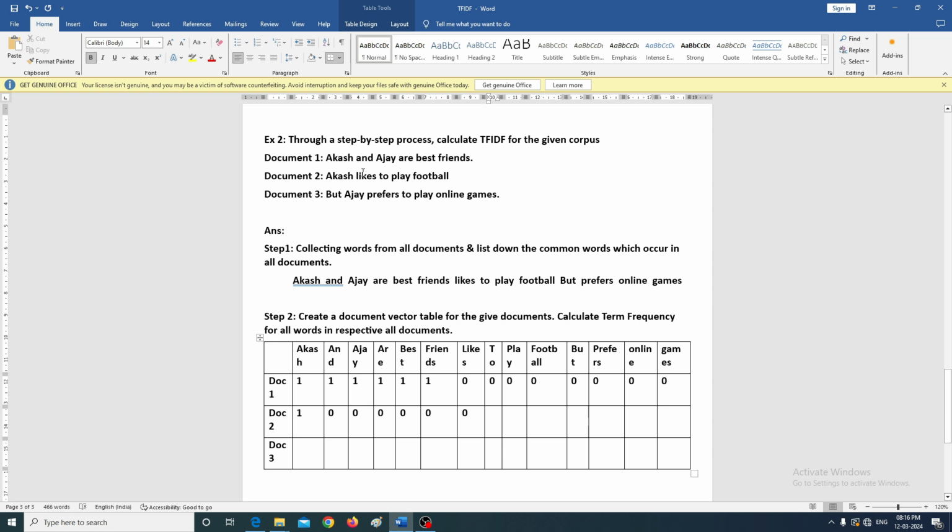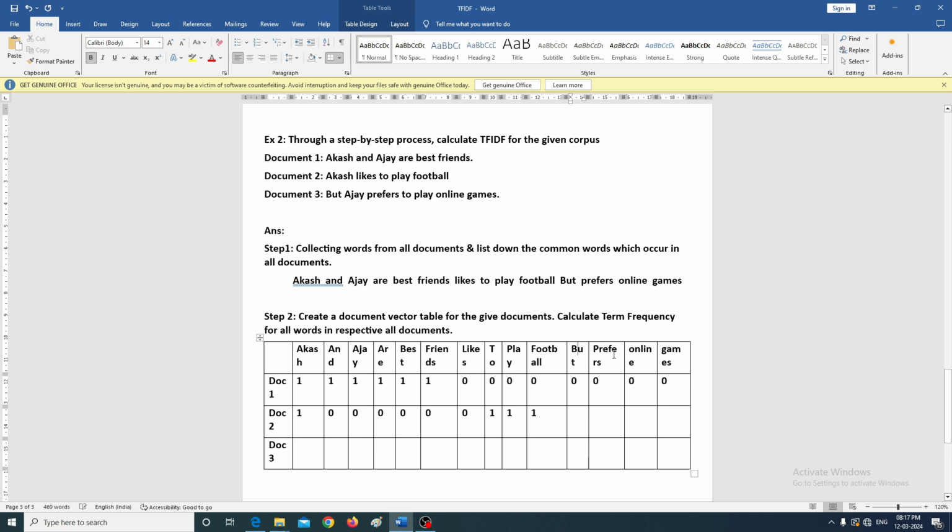Coming to the 2 word, we have one time the 2 word in document 2. Next, coming to the play word, we have only one time in document 2. Next, the football word we have only one time in document 2. So the term frequency of the football word would be 1.